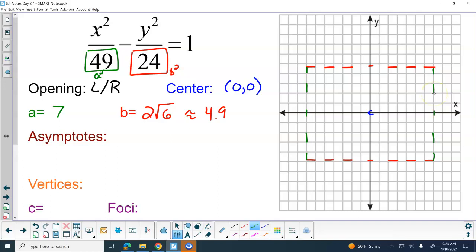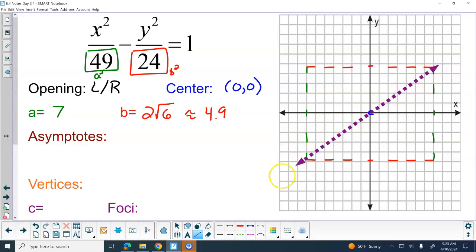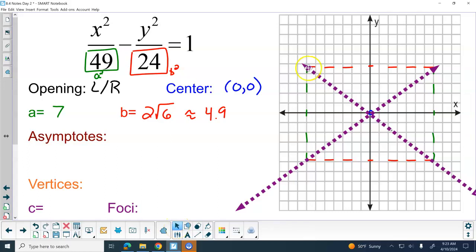Agree? That then allows us to draw in our asymptotes. Oh, I think we want purple asymptotes last time. Now, let's see if this works out for me. First time.